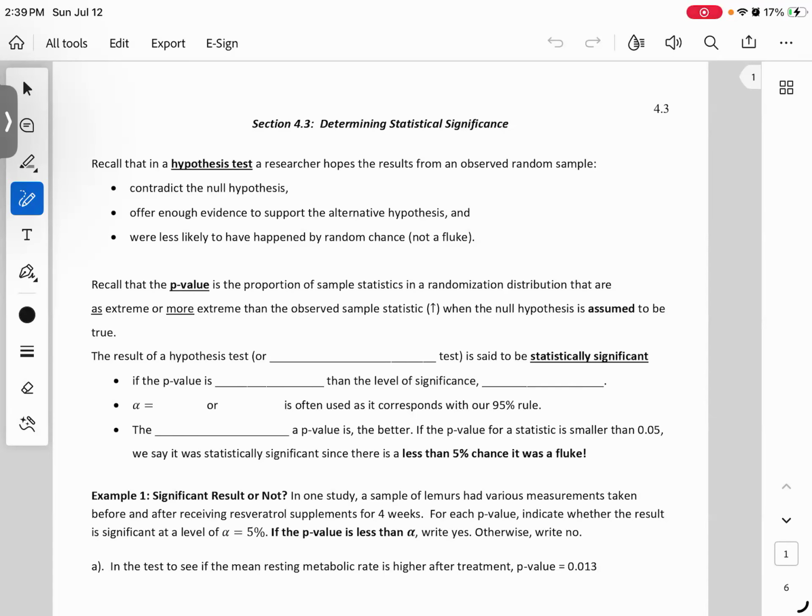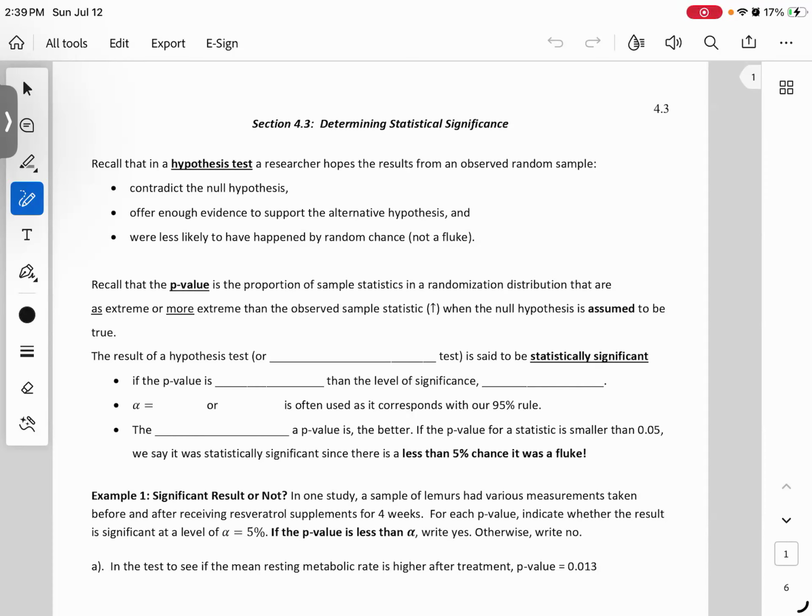Let's take a look at section 4.3. What I really like about this lecture is that what we've been doing in 4.1 and 4.2, introducing parts of a hypothesis test, we finally get to do a few examples where we put all of it together.